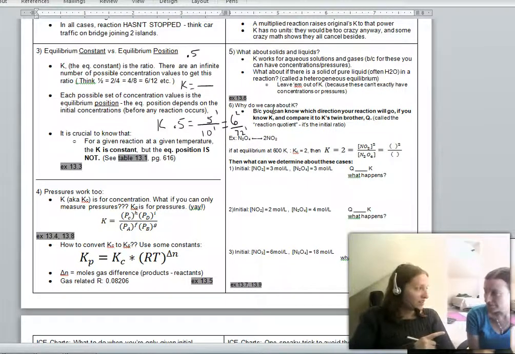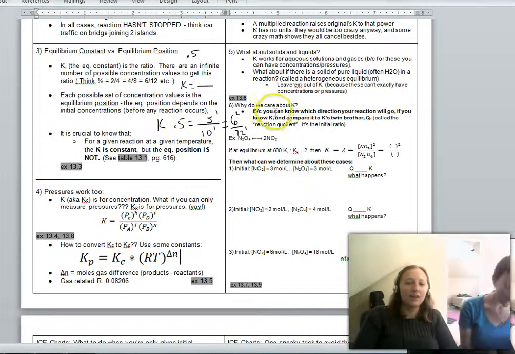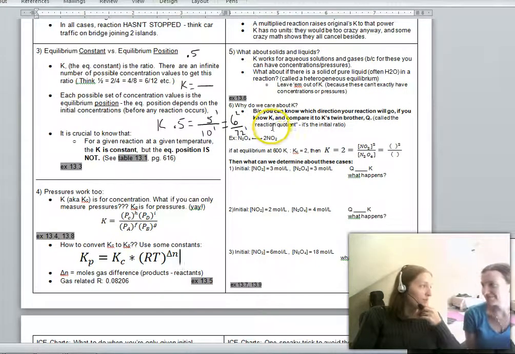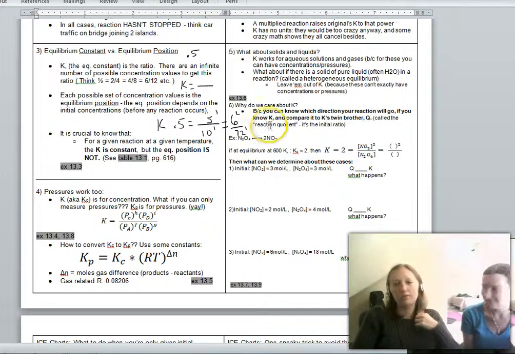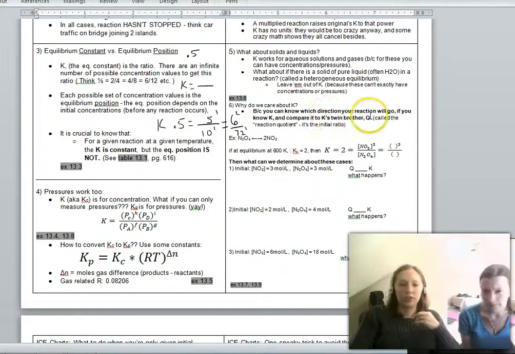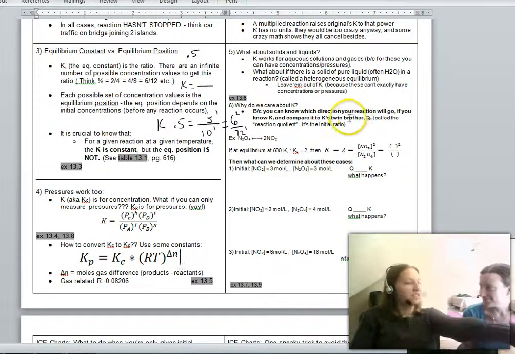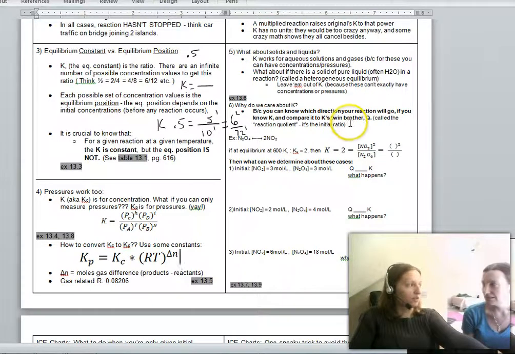Now, do you remember what I said? If you know K and you do a little bit more, K has a twin brother. His name is Q. Fraternal twins. He's got a twin brother, Q, and this is called the reaction quotient. The good news is that you calculate it exactly the same as you calculate K. You just use different numbers in there.